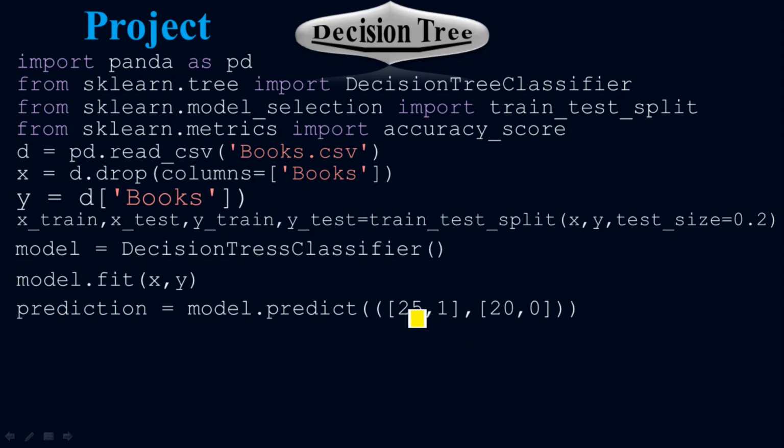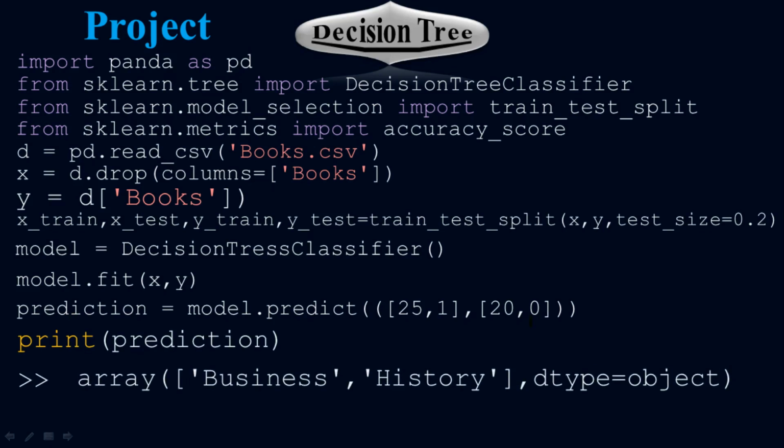Now look here. 25 is the age, 1 is for the male. 20 is the age, 0 is for the female. So when you print the prediction, you'll get this kind of output in array form. For 25, 1, we have the business category. For 20, 0, we have the history category. These are the target classes, the target categories. So we have categorized this data into business and this one into history.